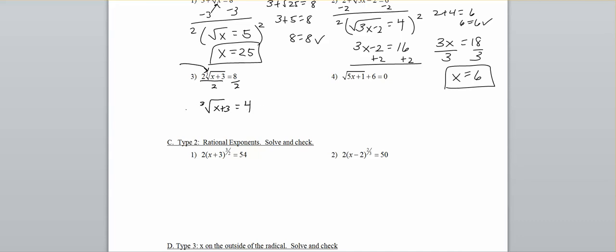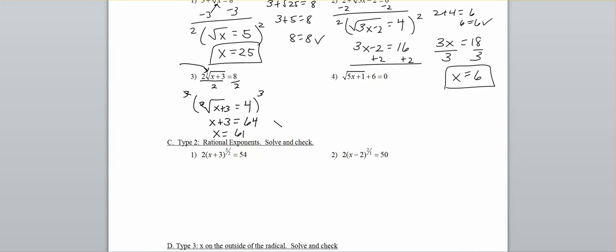Now, I can't square both sides, right? I'm taking the cube root here. So if I'm taking the cube root of something, to get rid of that, I'm going to cube both sides, because the cube root cubed would make that disappear. So I would get x plus 3 is equal to 4 to the 3rd power, which is 64. And then if I subtract 3 from both sides, I'm going to get 61.